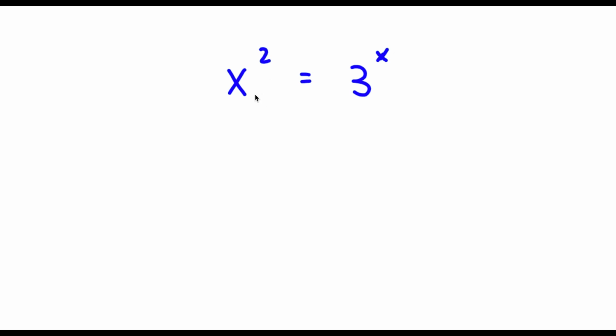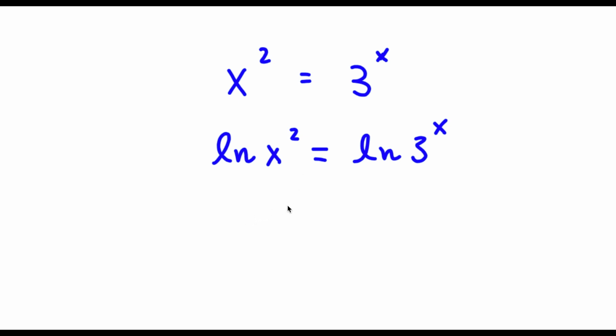All right, so I have x to the power of 2 is equal to 3 to the power of x. Now the first thing I'm going to do is I'm going to take the natural log, or ln, on both sides. So now I have ln x squared is equal to ln 3 to the power of x.